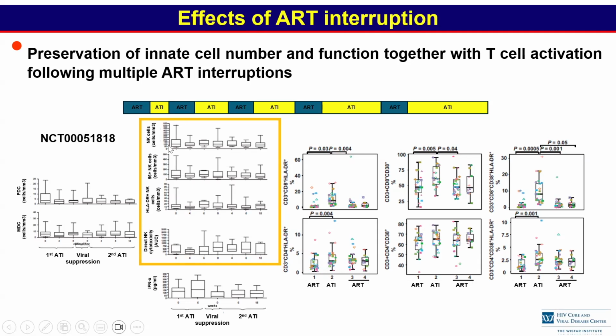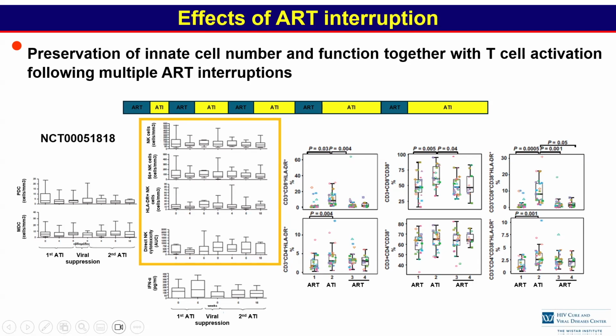Basically, there was a preservation of the NK cells, different subsets of NK cells. So here, this is the distribution of the frequency of NK cells. Here is the median, here are the quartiles. So we have different subsets that were preserved during all these cycles of interruption and restarting therapy. And also we saw preservation of the direct cell toxicity.